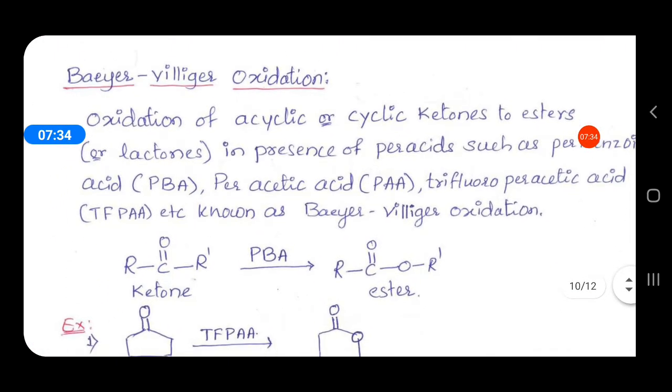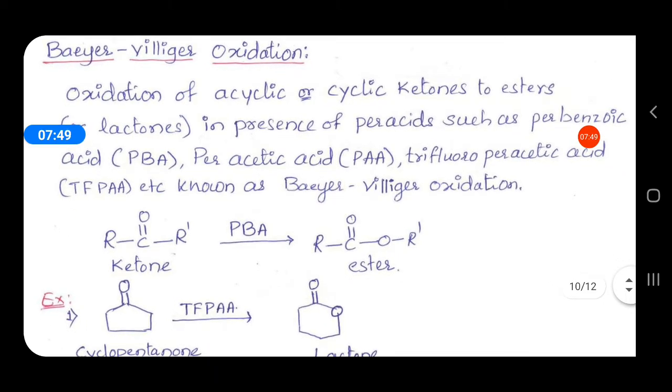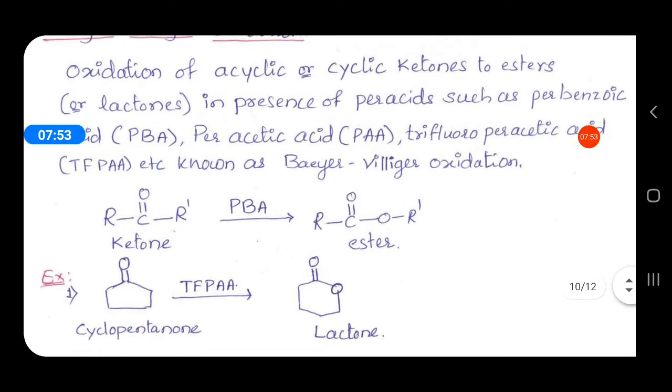Another important name reaction in this chapter is Baeyer-Villiger oxidation. In this Baeyer-Villiger oxidation, acyclic or cyclic ketones are converted into esters, which are also called lactones in the cyclic case.